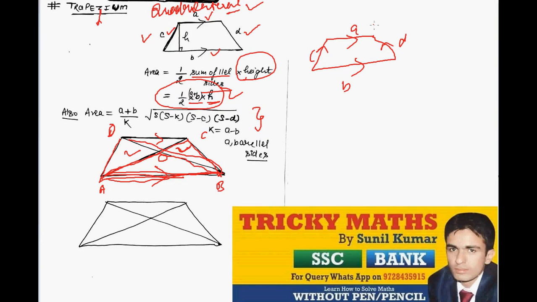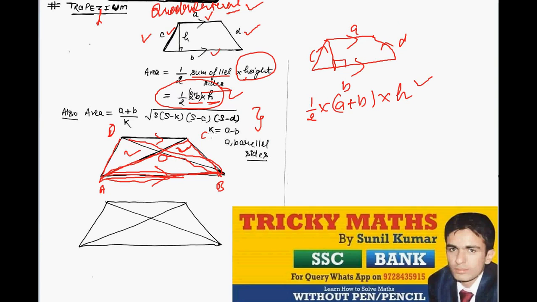Now, what is the area of the trapezium? It's half the sum of the parallel sides multiplied by the height, meaning half of (a plus b) multiplied by height. This is the basic formula. In a trapezium, we need to understand two to three concepts.